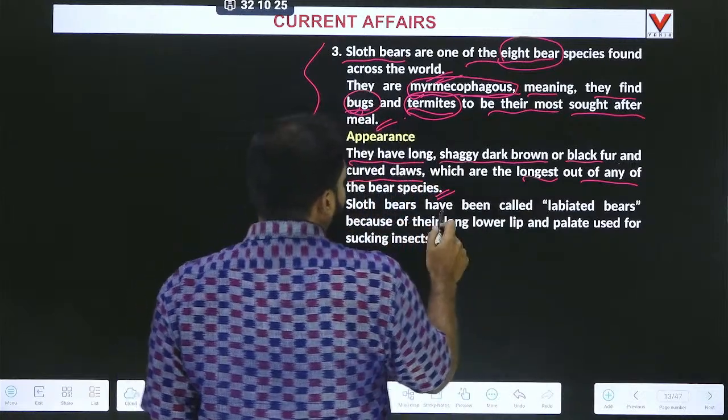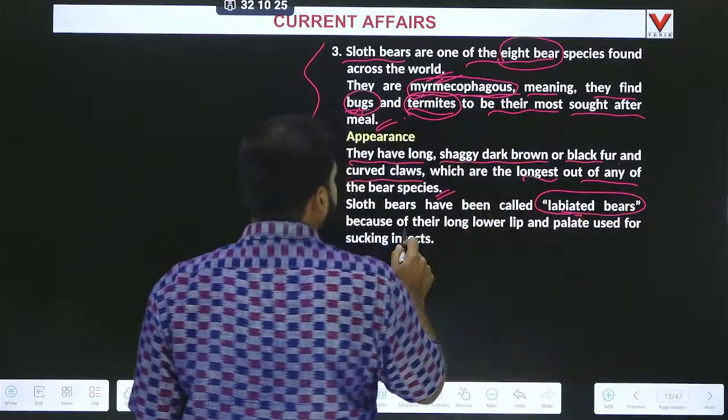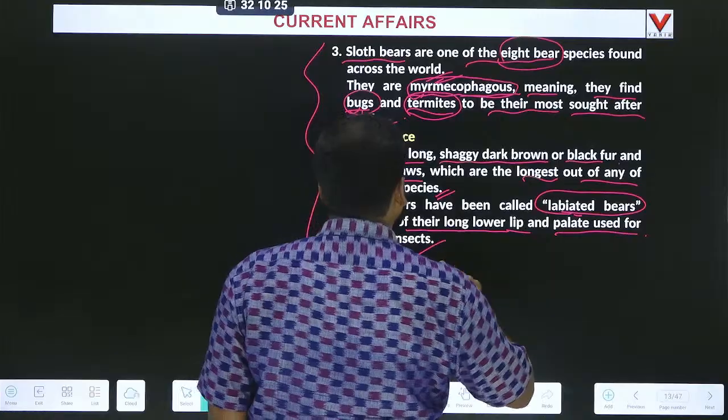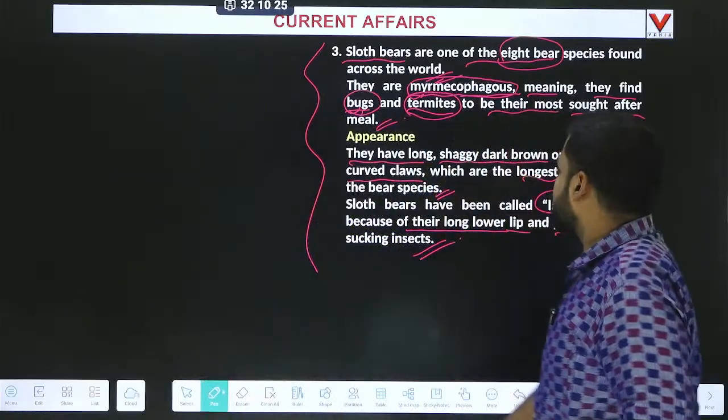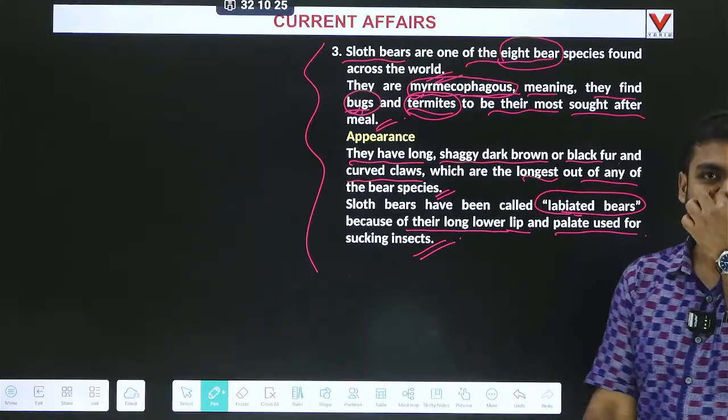Sloth bears have been called labiated bears because of their long lower lip and palate used for sucking insects. They use their palate to suck insects from the bug and termite holes.